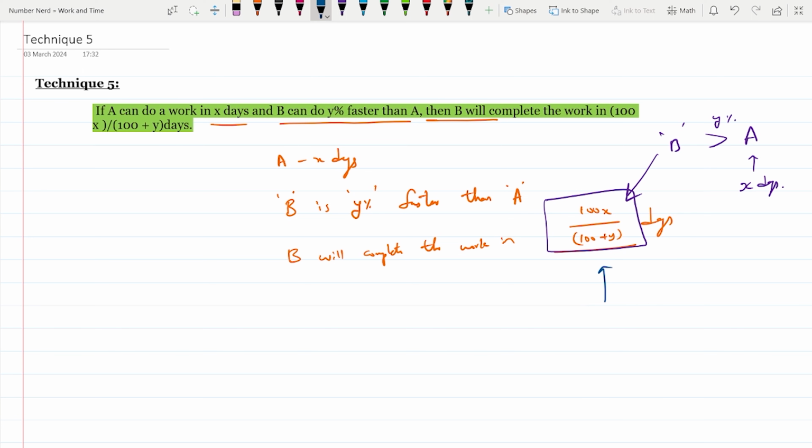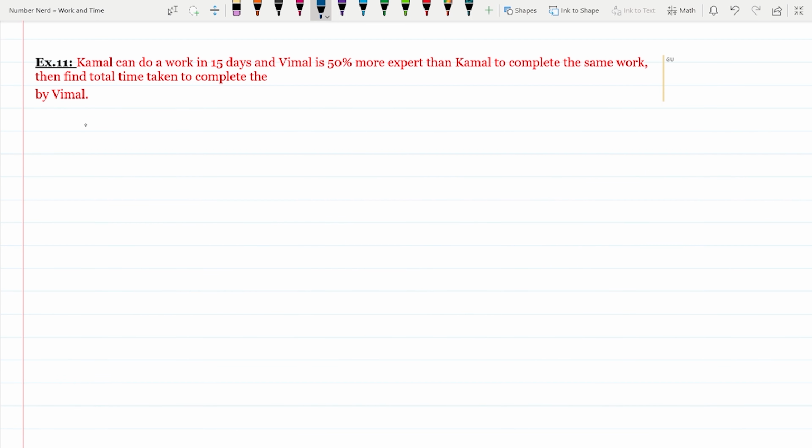Let's solve an example to understand more about this technique. Let's write the formula here: 100x by 100 plus y days, where x denotes the number of days in which A can finish the work and y denotes the percentage by which B is faster than A.